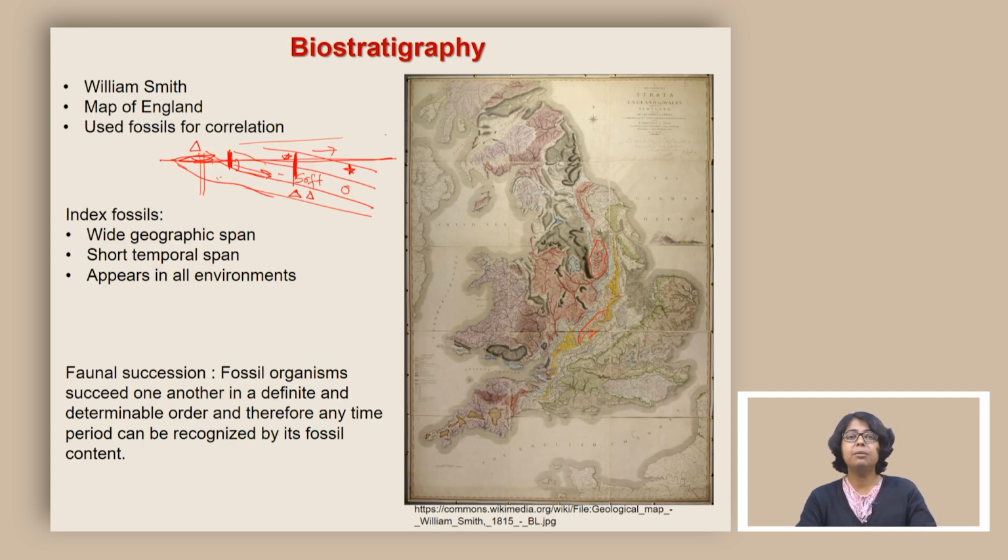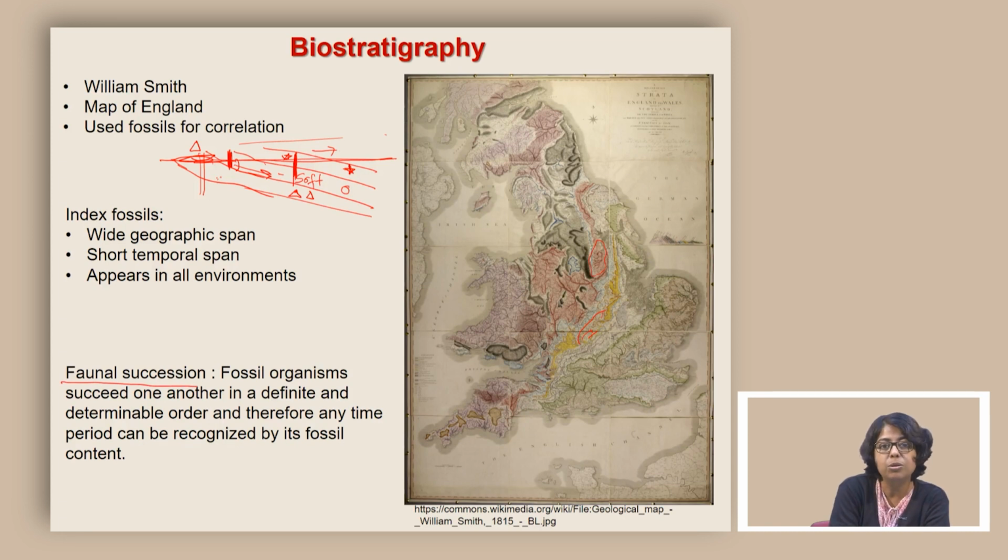And this was so amazing because we couldn't really see what was underneath before digging, and this was the first map which tried to showcase that it is possible to predict the structure underneath the surface even without observing it. There is a nice relationship that you can follow and you can predict what is underneath. So, that was the time when William Smith came up with this idea of faunal succession.